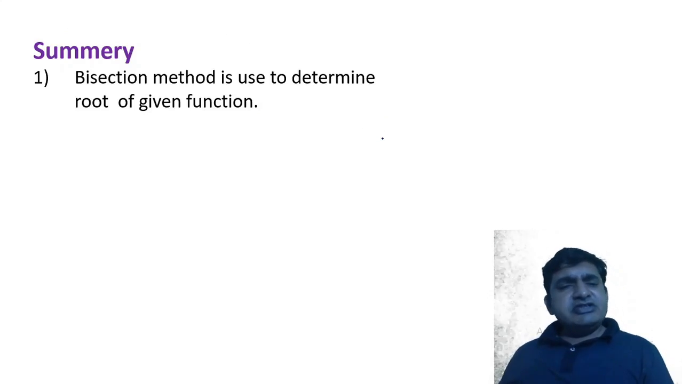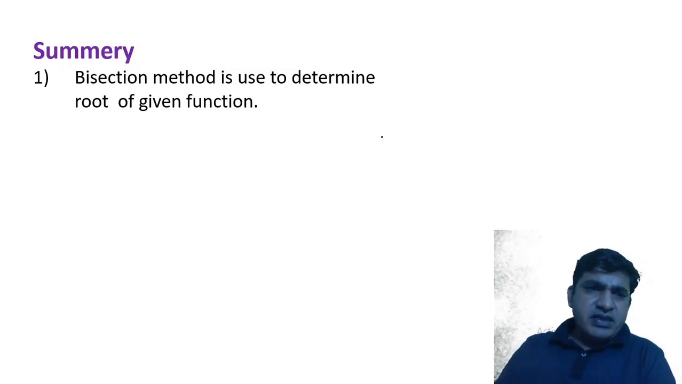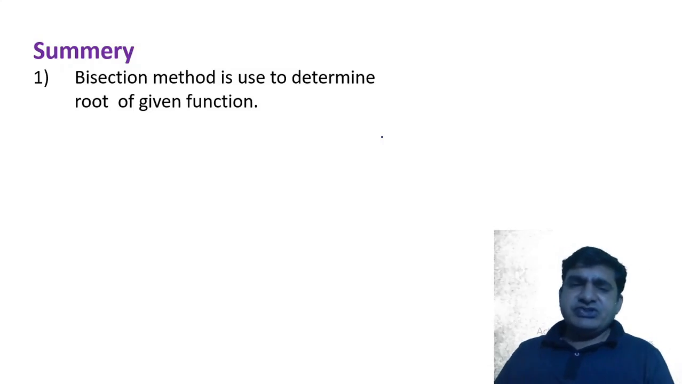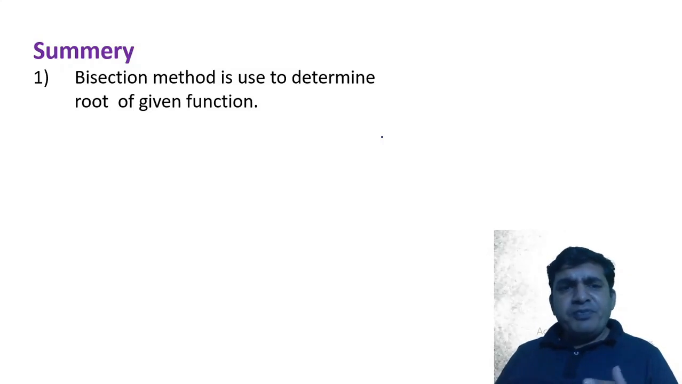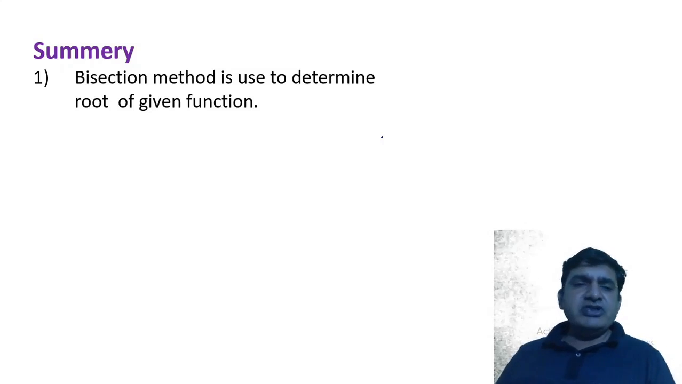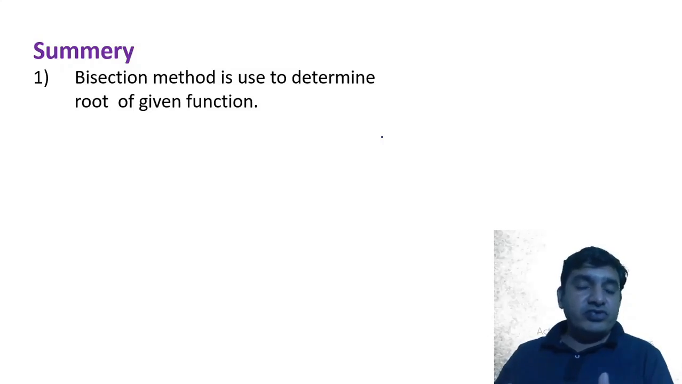Now, the bisection method is used to determine the root of an equation. First, the function is given. Then find f of x0, that is, put the value of x as 0. Find f of x1, that is, put the value of x as 1. Then find f of x2, that is, put the value of x as 2. If we obtain two values, one positive and the other negative, then we can say that the root lies in between those two values.